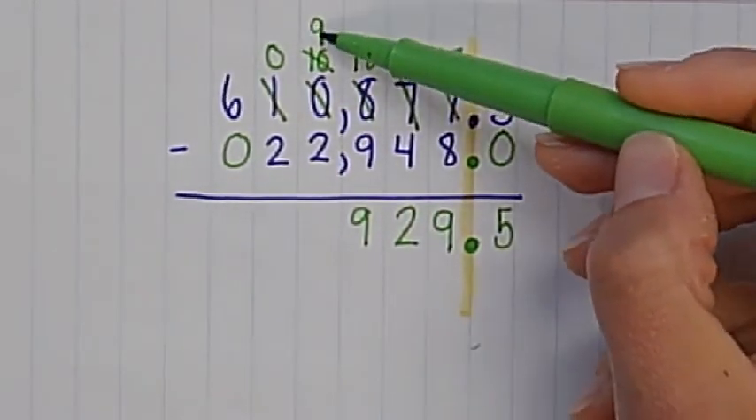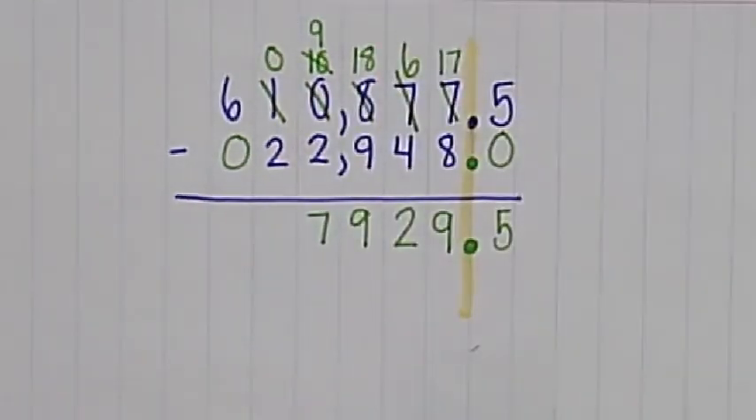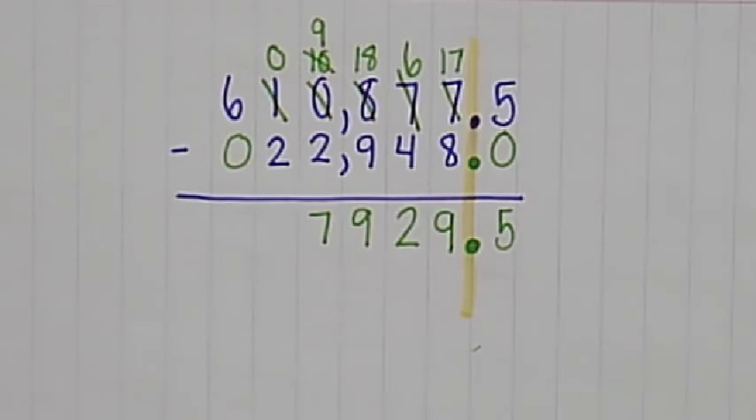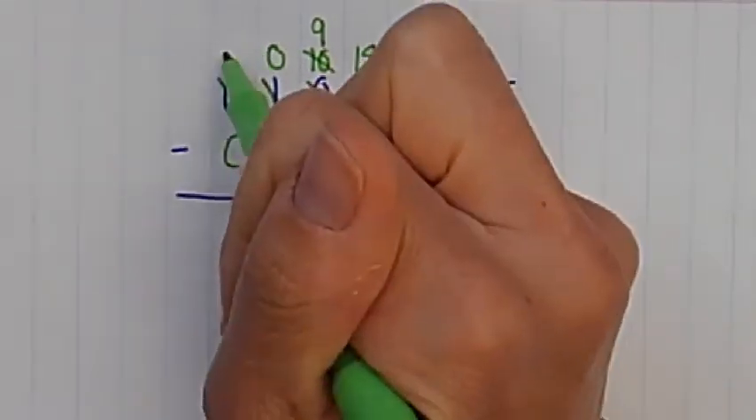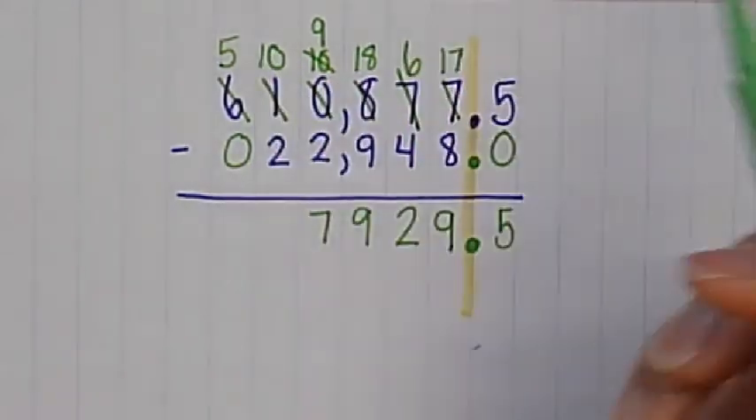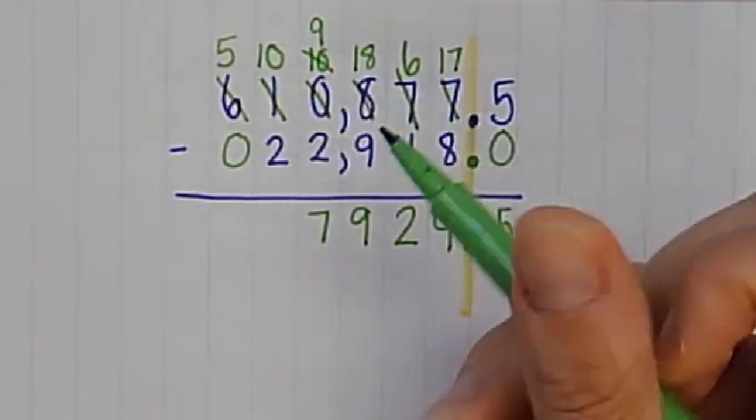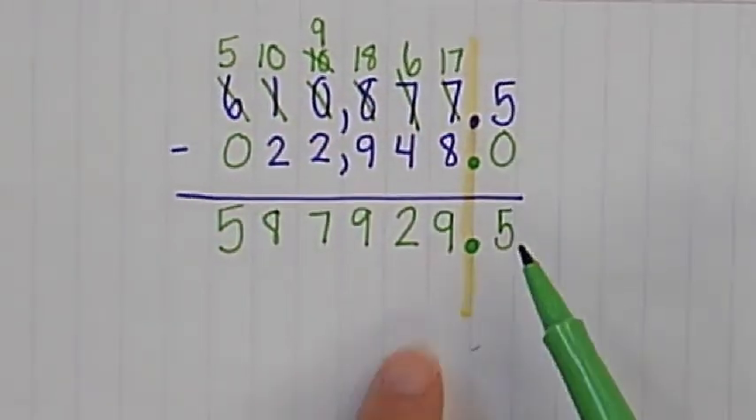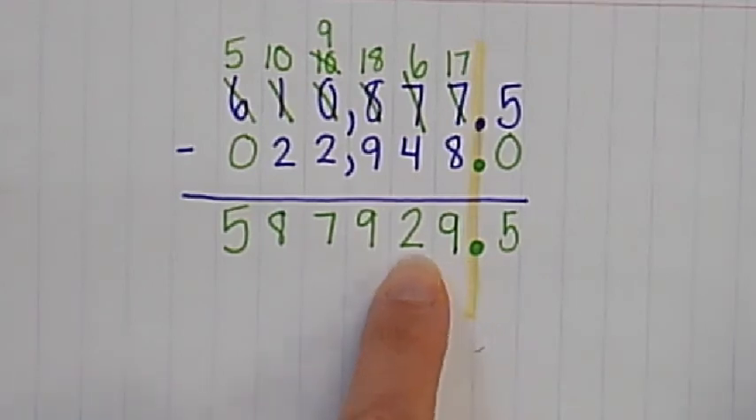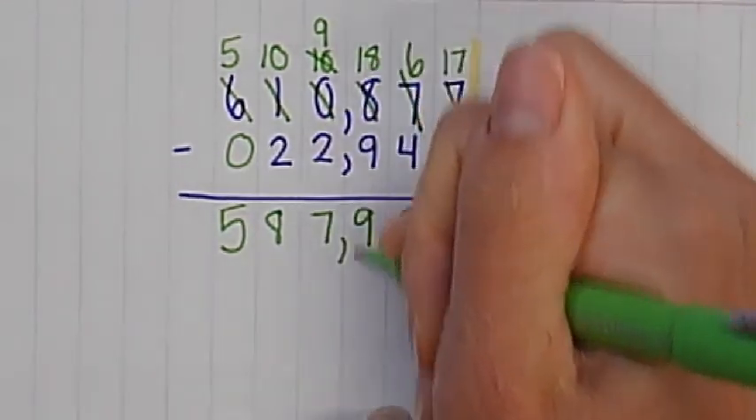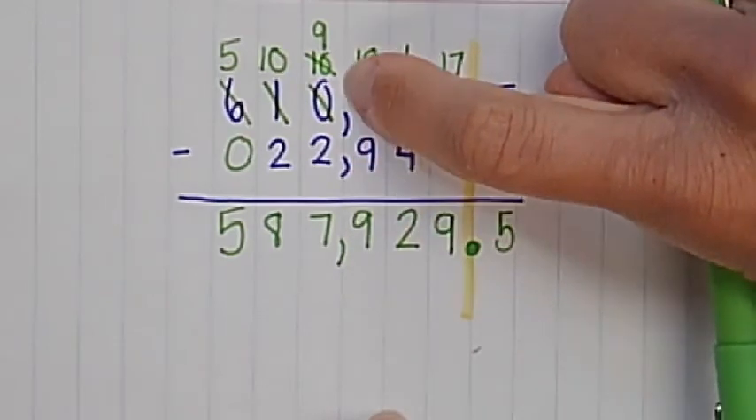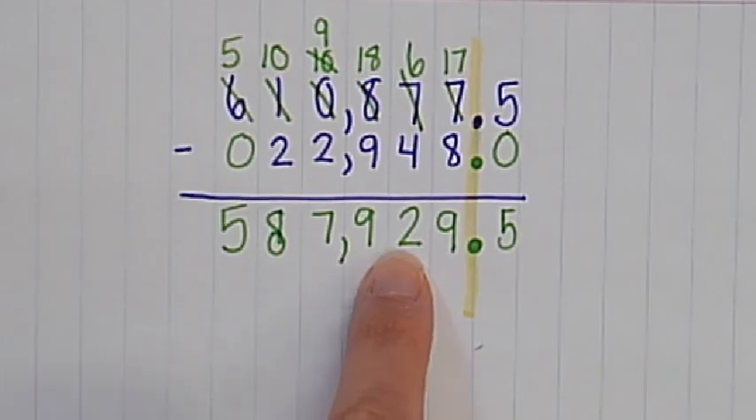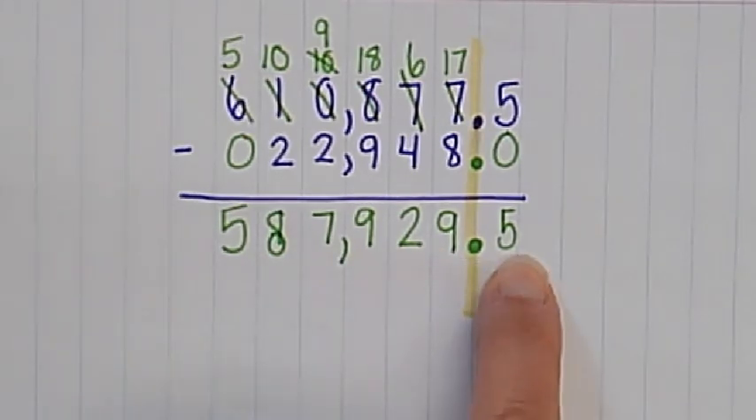I go over to the next column. 9 minus 2 is 7. And now I have 0 minus 2, which I cannot do because I can't give you 2 if I don't have any. And I'll borrow from the 6. This becomes a 5, and my 0 now becomes a 10. 10 minus 2 is 8. 5 minus 0 is 5. I'm going to count 3 places from the decimal. 1, 2, 3. My comma goes in the same place. You can see my commas are still lined up. And my answer becomes 587,929 and 5 tenths.